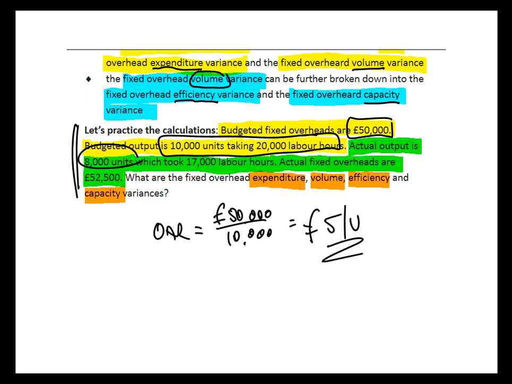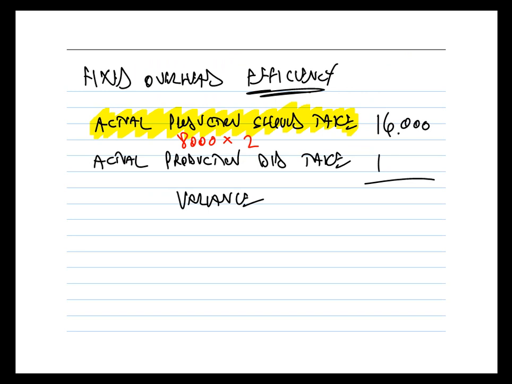How long did they take? Well, they actually took 17,000 hours. They took a little longer than expected. My staff were obviously a bit slow. They obviously took more than 2 hours to make each unit. Now that gives me a variance of 1,000.